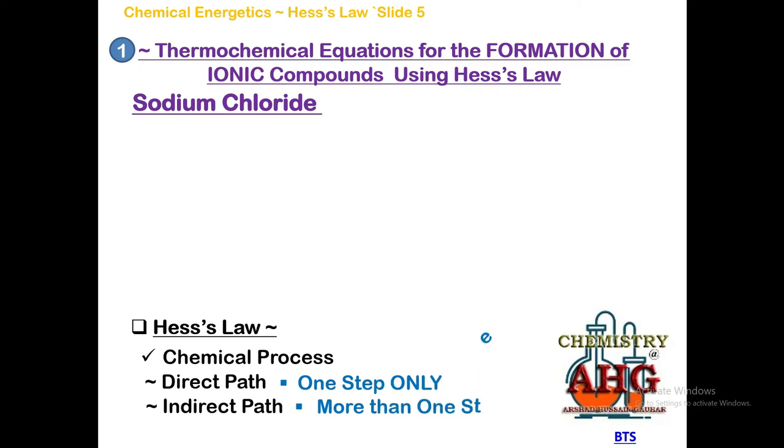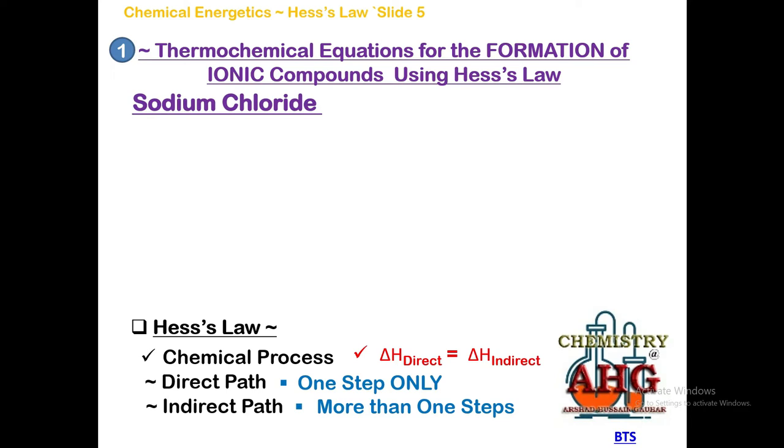The second piece of information, which is even more important, is this: whenever a process takes place, whether it is completed through the direct path or through the indirect path, the total enthalpy change remains the same. It means the enthalpy change of the direct path is always equal to the enthalpy change of the indirect path. So these are the two pieces of information for a quick revision of Hess's law.